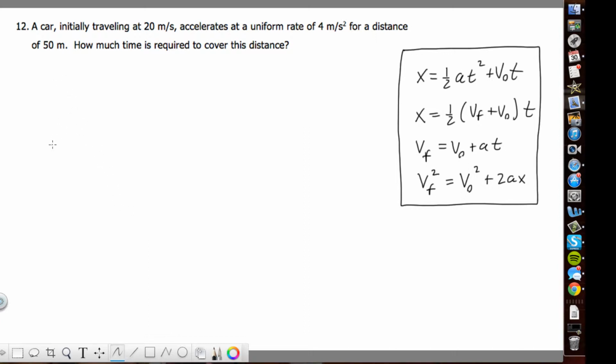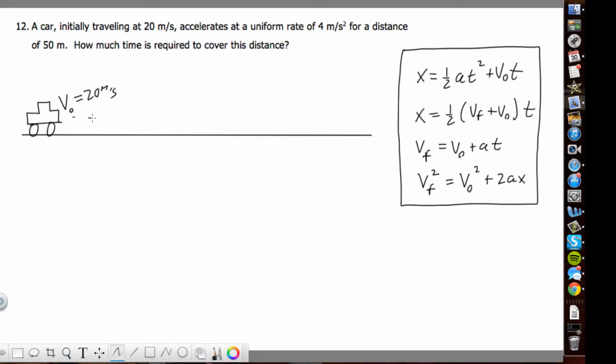So number 12 in the homework set. First thing you always want to do for these problems, set up a diagram. And on the diagram, you're going to show all the given information. So we got this car initially traveling at 20 meters per second. So that's V initial, velocity initial, 20 meters per second.